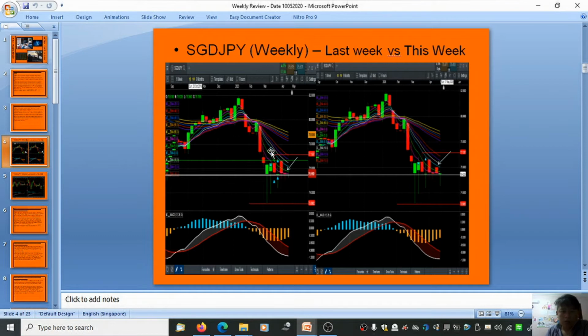So this is last week, this is this week, and what you can see here is that last week's candlestick is different from this week's candlestick. However, the daily is still the same.